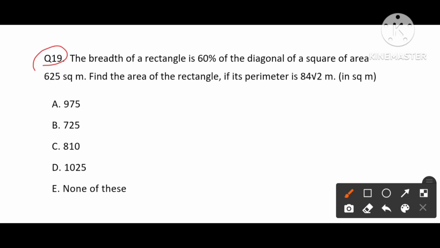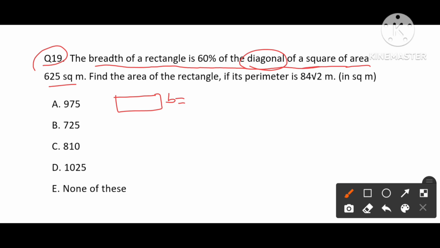Now we are going to see question number 19. The breadth of the rectangle is 60% of the diagonal of a square of area 625. The breadth of the rectangle is nothing but 60% of the diagonal of a square. The square area is given as 625 square meters. So the square area being 625 means the side value a will be 25. And the breadth value will be 60% of the diagonal. The diagonal value will be 25 root 2.